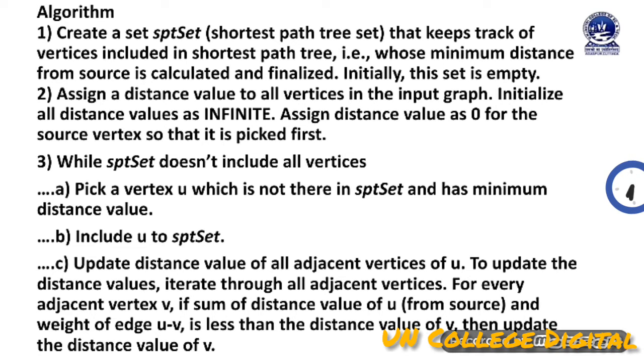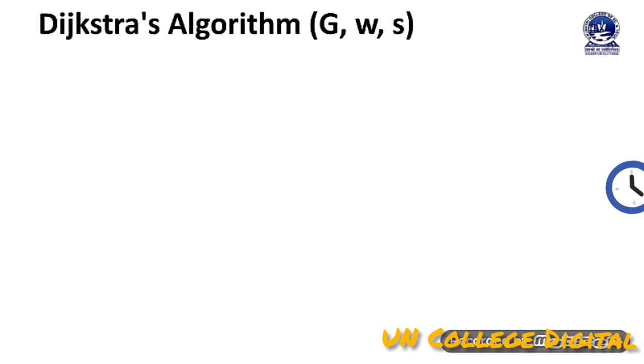To update the distance values, iterate through all adjacent vertices. For every adjacent vertex v, if the sum of the distance value of u and the weight of edge u-v is less than the distance value of v, then update the distance value of v. In this way the algorithm will work, but we will understand it by using one example. But before explaining the example, let me write down the Dijkstra algorithm, which will be helpful for examination purposes.